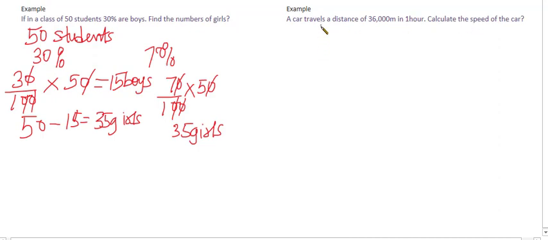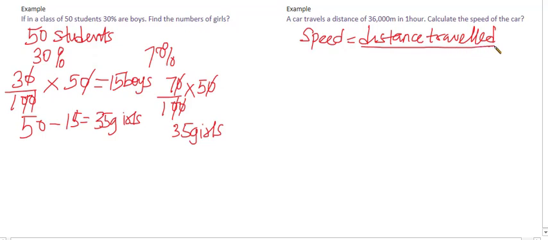Here, we know from normal mechanics in physics and the normal speed formula that speed is equal to distance traveled divided by the time taken. So from here, the distance we were given is 36,000 meters, and we have our time as 1 hour.